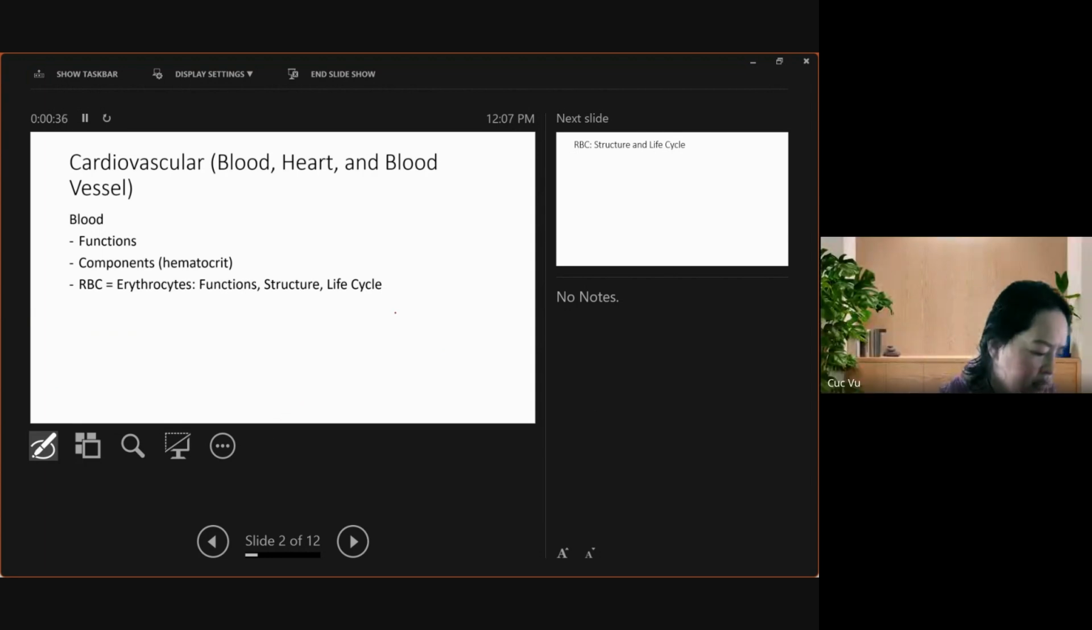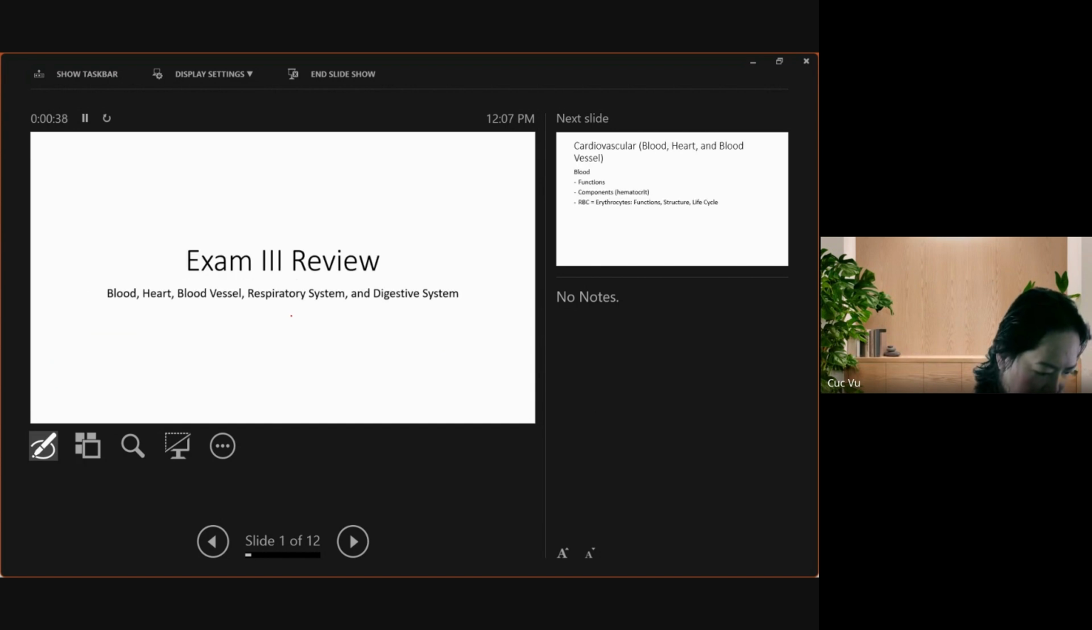Okay. So for your third exam, it's going to include the cardiovascular system, which includes blood, heart, and blood vessels, and then your respiratory, and then your digestive. If we look at the lecture exam, there's 50 questions, of which the first 40 are multiple choice, and the last 10 are fill in the blanks.